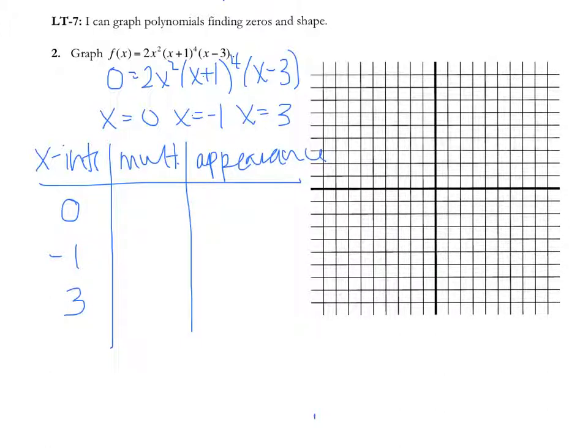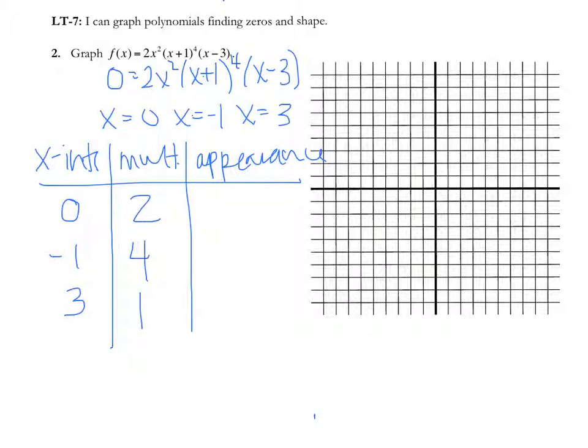So now let's go back to our equation and identify the multiplicities of each of the x-intercepts. The x-intercept 0 came from this factor here, and that has an exponent of 2, so that will have multiplicity 2. Our x-intercept negative 1 came from this factor here, which has an exponent of 4, so that will be that multiplicity. And finally, our x-intercept 3 came from this factor here, which has an exponent of 1.